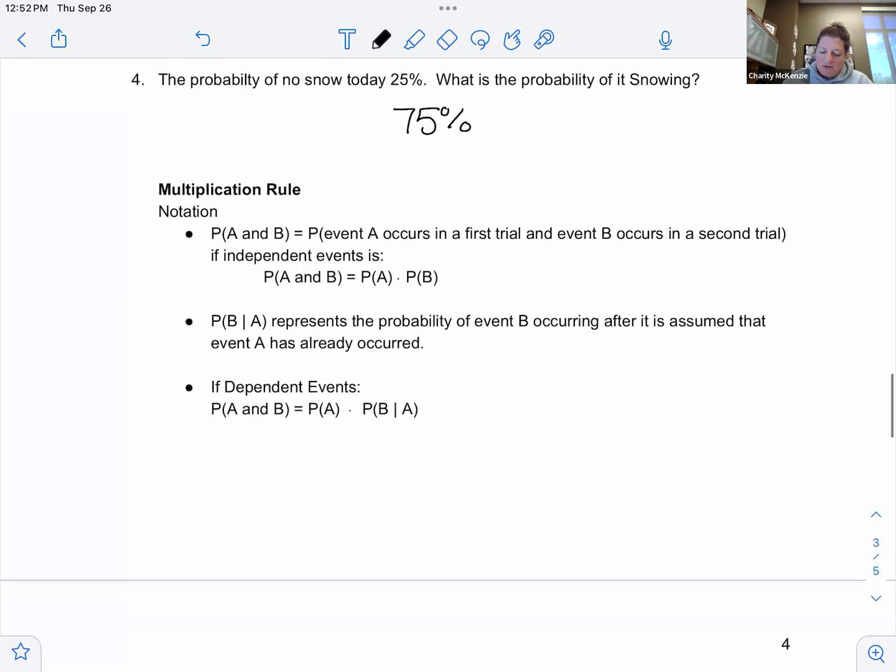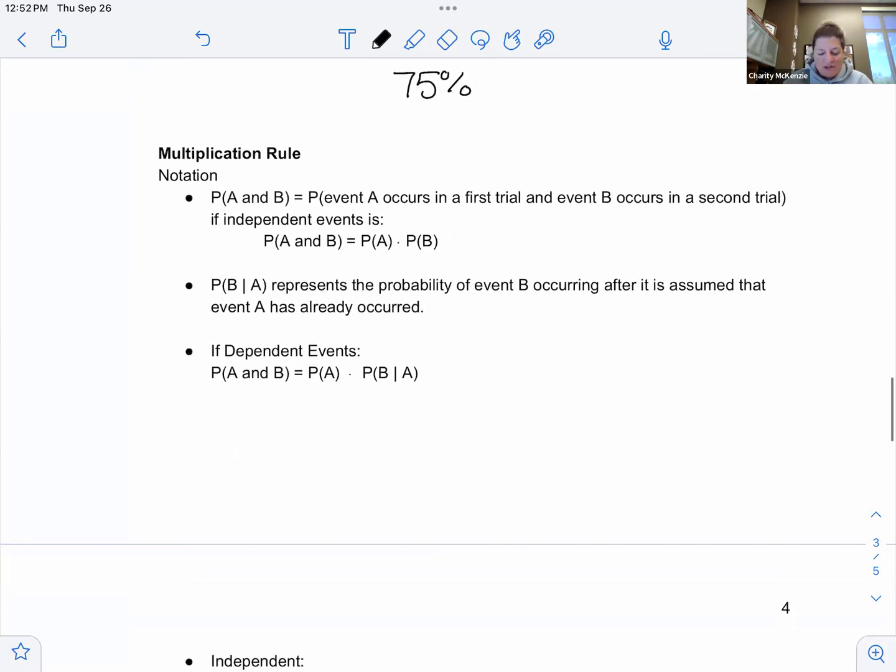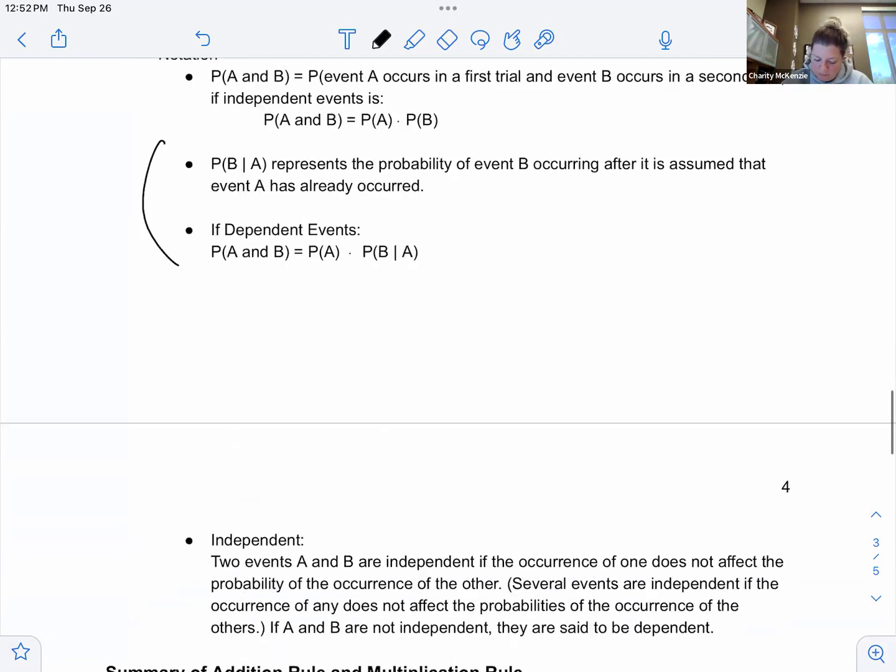So let's move on to the multiplication rule. If you have two events and you want to have them both, you multiply your results. So "and" and multiplication go together. Let's worry about this in the next section.